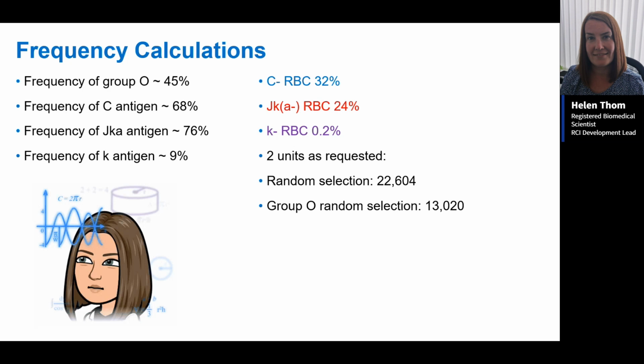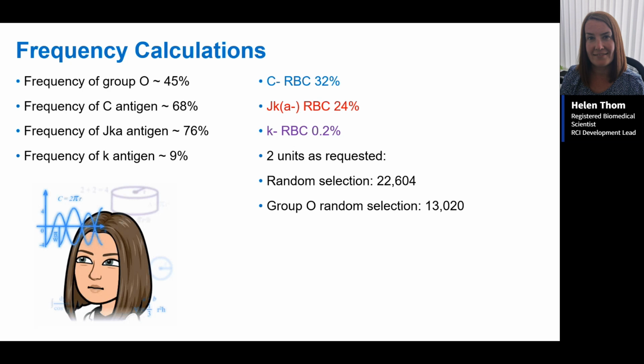And you think, oh well, that's good, because in there you've got your heterozygotes, so that'll be people who are big K positive, little k positive, and you've got those 0.2% who are little k, little k. So in terms of the antigen negative frequencies, your big C neg is 32%, your Jka neg is 24%, and your little k is 0.2%.